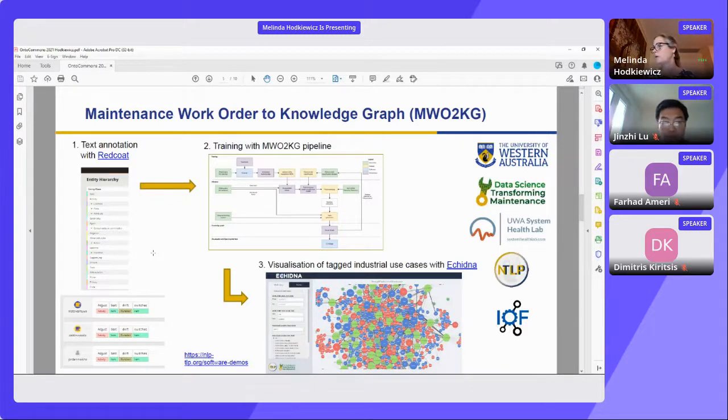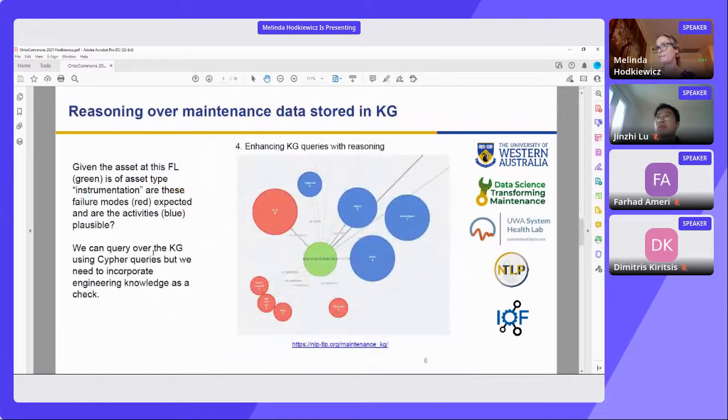So what the knowledge graph on the bottom right shows you, and the package is called Echidna, and there are demos all over the place on the NLP-TLP site if you're interested, is you can start to see all these different colors, and each of those represents a different entity class, and there's the instance data and the class data and the relationship captured in this knowledge graph.